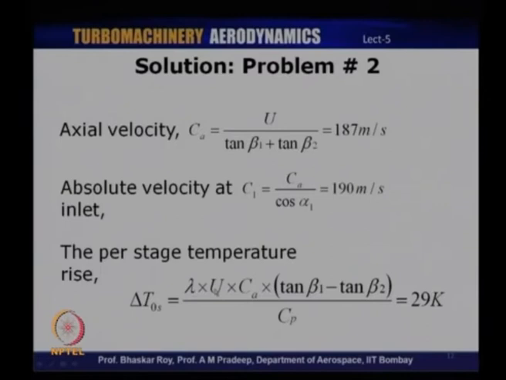So, lambda times U, where lambda is the work done factor, multiplied by U into C_A times (tan beta 1 minus tan beta 2), this whole thing divided by C_P gives us the stagnation temperature rise per stage, and this comes out to be 29 Kelvin.